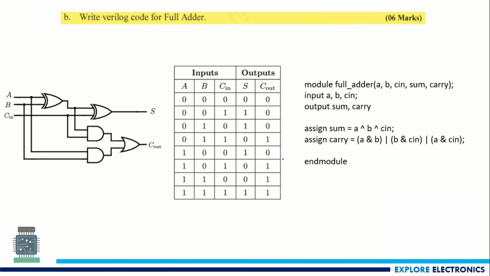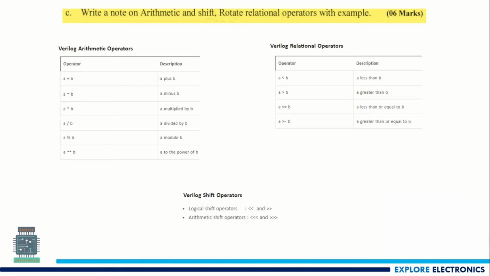Write a Verilog code for full adder. So this is the full adder truth table, full adder logical circuit, and write the Verilog code for full adder. Here also they have not mentioned which description you are supposed to use. That's why I am using data flow description, since it is simple. So in the data flow description, we are going to use the expressions directly with an assign keyword. So it is easy to write.